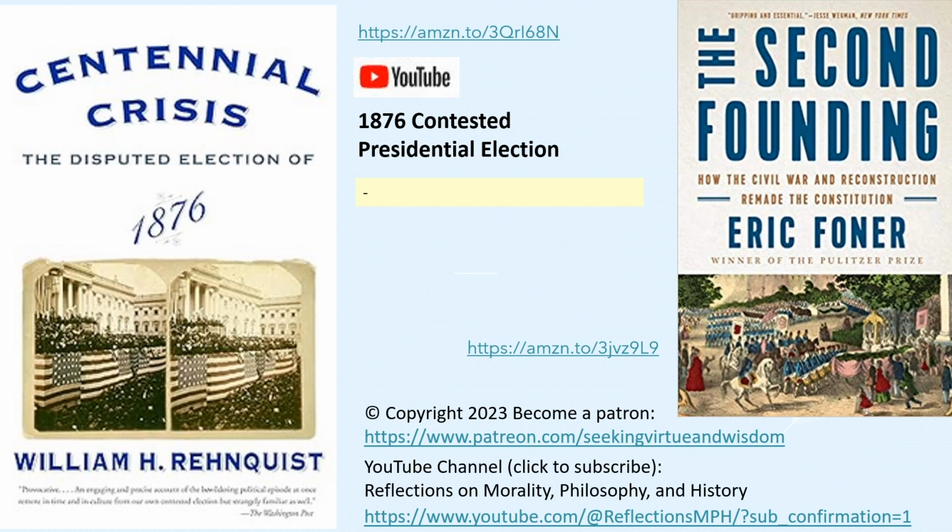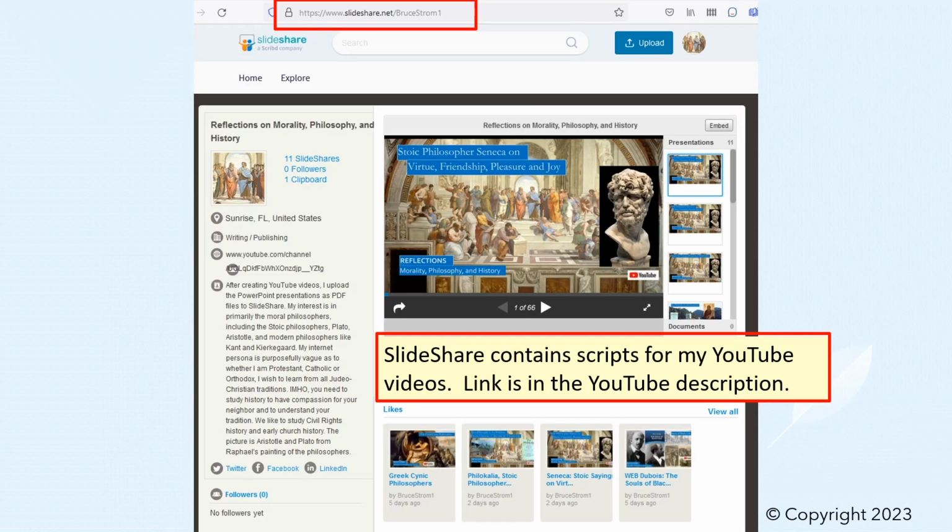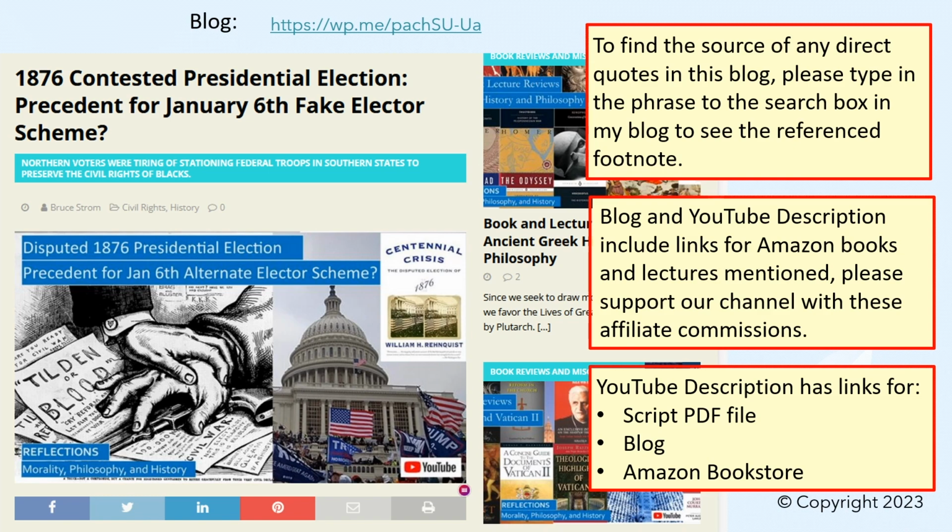We're reviewing Chief Justice William Rehnquist's book, Centennial Crisis, The Disputed Election of 1876, which was written shortly after the Supreme Court stopped the Florida recount in Bush v. Gore, awarding the 2000 election to Bush. Please feel free to follow along on the PowerPoint script we uploaded to SlideShare, which includes illustrations. And our sister blog also includes footnotes, and both include our Amazon book links.